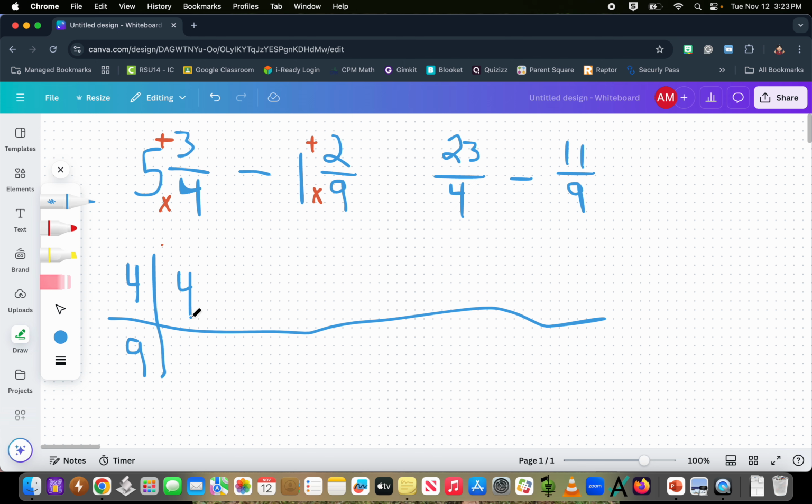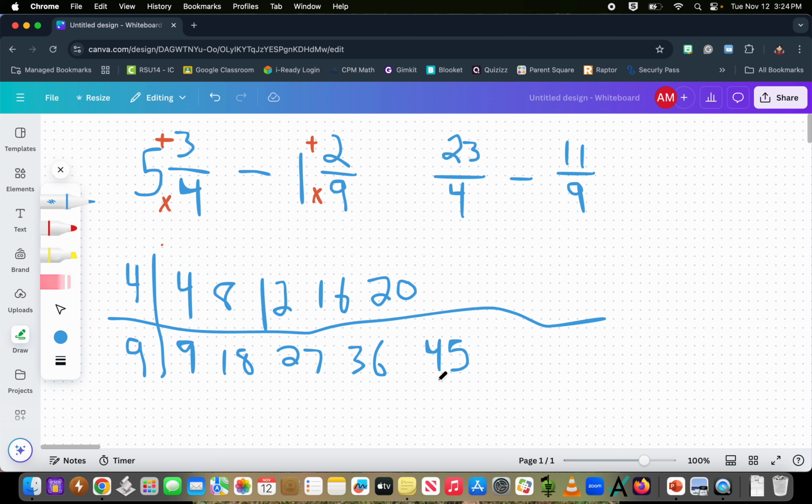I'm going to go 4, 8, 12, 16, 20. I'm going to start with that. Now I'm going to skip count by 9 down here. 9, 18, 27, 36, and 45. And one thing we can notice is that our numbers are a little ahead down here, so I'm going to skip count some more up top to see if I can catch up or maybe find one that they share.